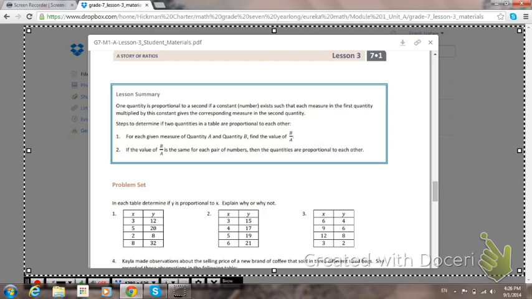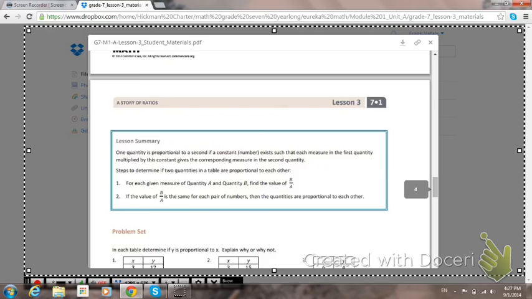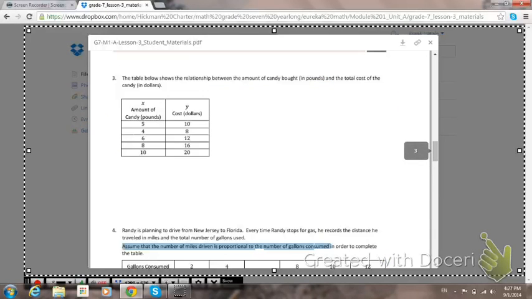Again, and we've said this many, many times, one quantity is proportional to a second if a constant number exists such that each measure in the first quantity multiplied by this constant gives a corresponding measure in the second quantity. Okay, and all those very, very big words. Let's just go ahead and go back. Good to get used to these big words, though.